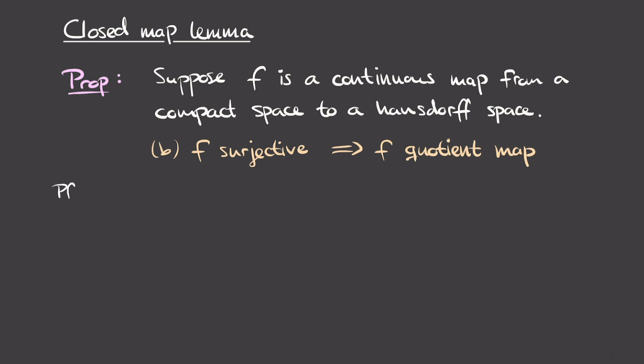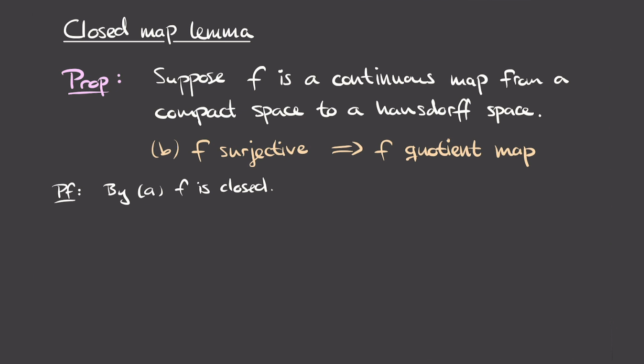For the proof, we note that by part A of the proposition, f is closed, and now we need to use the fact that f is closed and surjective to show that it's a quotient map. If I remember correctly, we already proved this in a previous video, but I'll do the entire proof again because that's been a long while back.